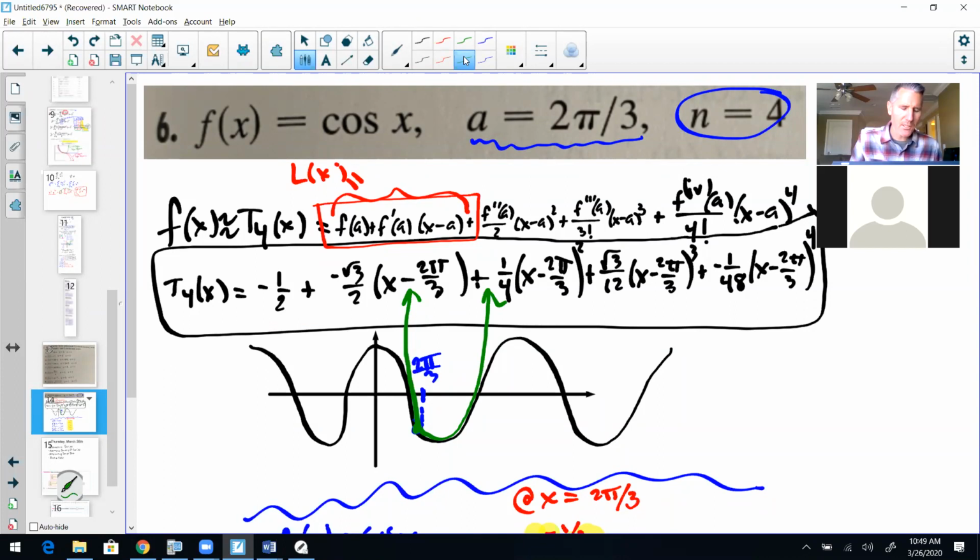Let me see. I actually lied to you. It's not going to look like this. And I'll tell you how I know. It's not going to look exactly like this. Watch this. Here's what it's going to look like. It's going to look like that. How do I know that?